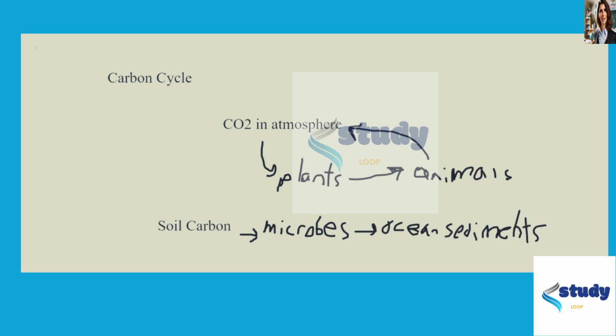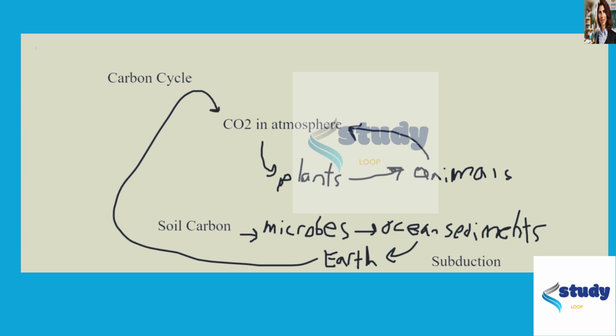Oceans. So when you go from soil carbon to microbes to ocean sediments, and through a process called subduction, I'm going to write that down. Through subduction, that ocean sediments get taken deep into the earth. Then from the earth, it can actually go back into the atmosphere through volcanic activity.